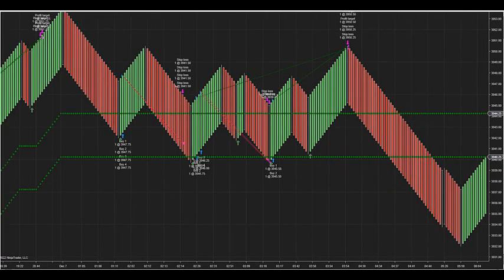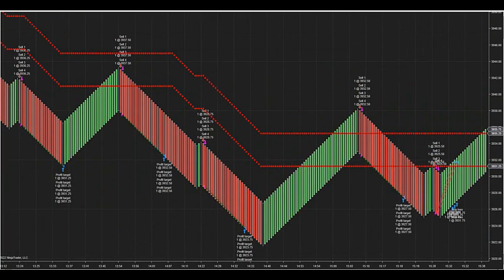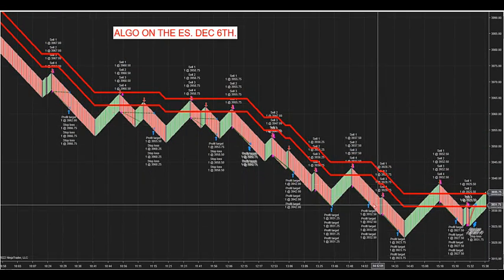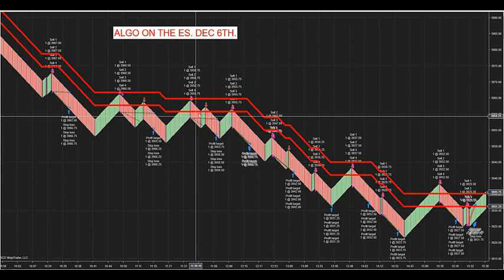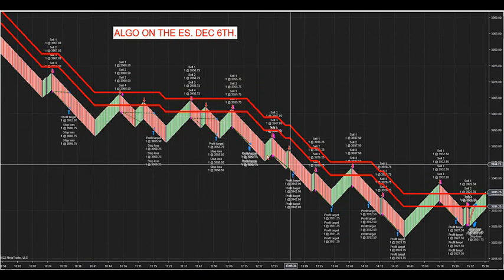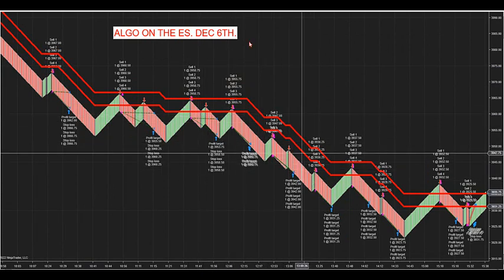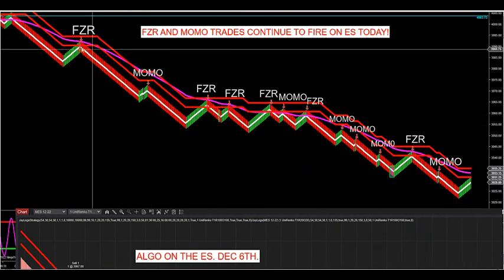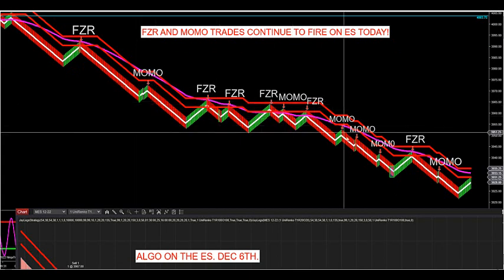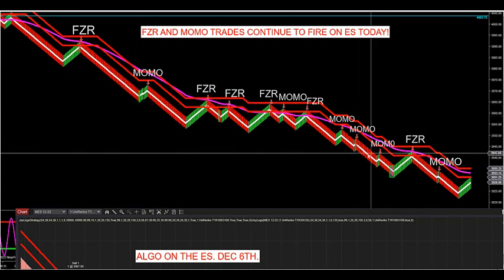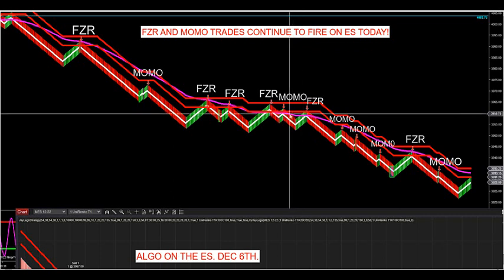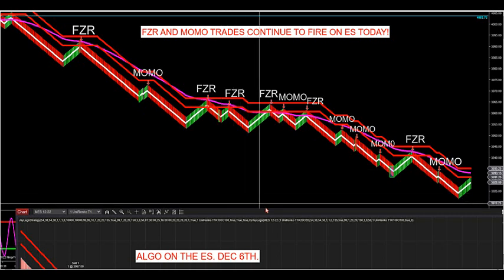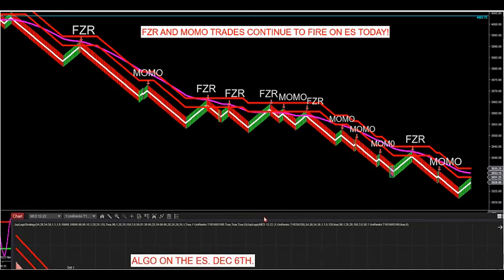But you can see how it corresponds. Yesterday was just an animal. It was just on fire yesterday, throwing trades out. But you don't have to. You can adjust your stops accordingly. You can adjust your targets accordingly. But the point is, it's going to match these FZR and MOMO trades. It's going to match this level based upon these arrows. So whatever you come up with on what time frame you want to trade, you can match the algorithm to that if you want to.